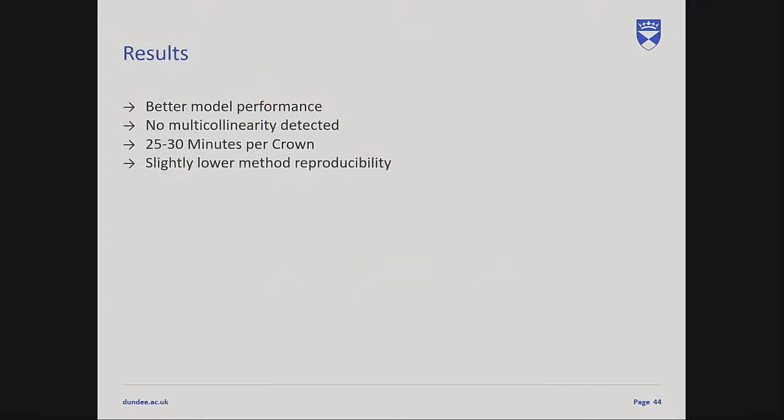The model is way better. Like with just the crown, imagine if the crown is only this small, and you can have a dental age estimation model that only has a 6 years old error. Only from the crown, and there is no multicollinearity detected. But if you look at the minutes on how it's done, it's 25 to 30 minutes just to do one crown. It's really hard. And because the method is really hard, the reproducibility is really low. It's not low, it's still reproducible.